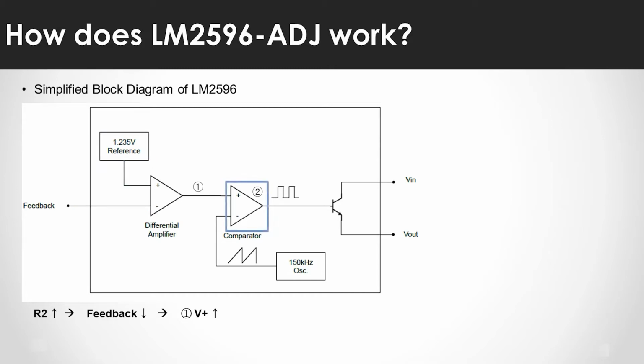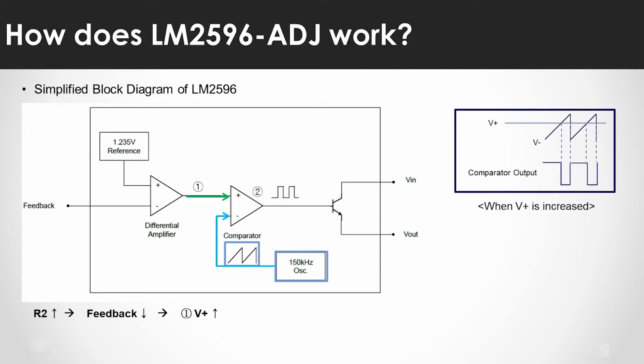The next stage is a comparator, and an oscillator with a frequency of 150 kHz is connected to the negative port. I'm not sure that the oscillator output waveform is actually a sawtooth shape as shown in the diagram, but considering that the comparator output is used to turn on, off the transistor, it seems reasonable to see it as a sawtooth waveform. The differential amplifier output is connected to the positive pole.